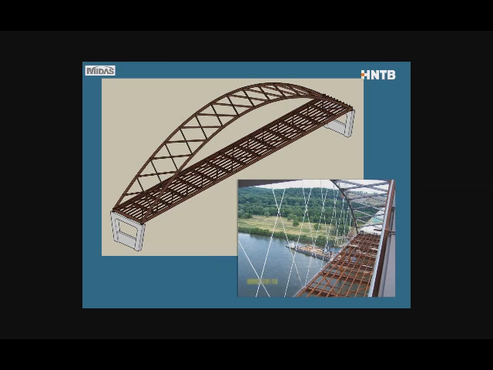Next stage is adding the stringers. Here they are. So we have the stringers. You can see better in the photograph in the bottom right. And then I'm also showing the arch rib. And then we have that diamond bracing.